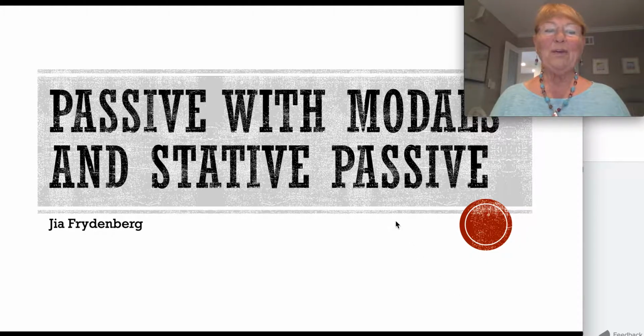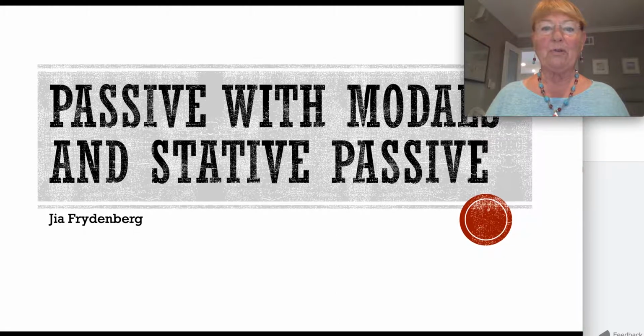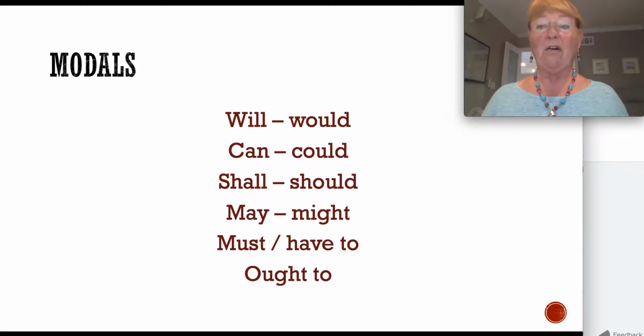This video will cover chapters 10 and 11 in your grammar book. It's passive with modals and stative passive. First, let's look at the modals. The modals, of course, are will and would, can, could, shall, should, may, might, must or have to, and ought to.